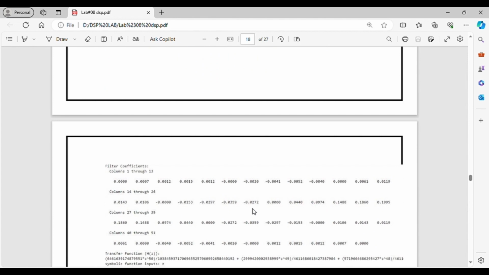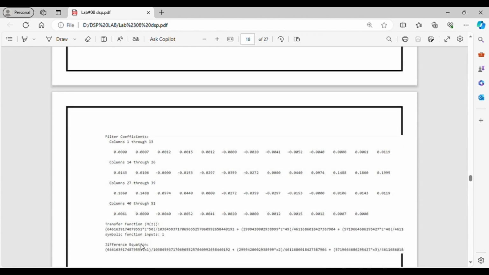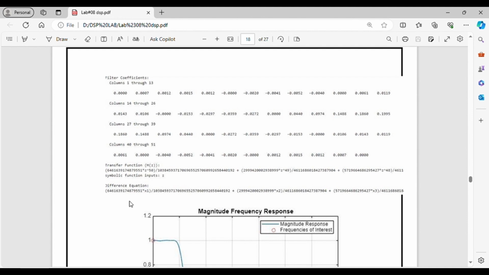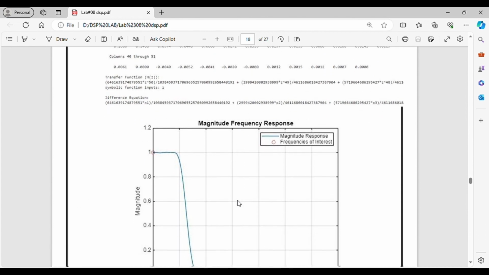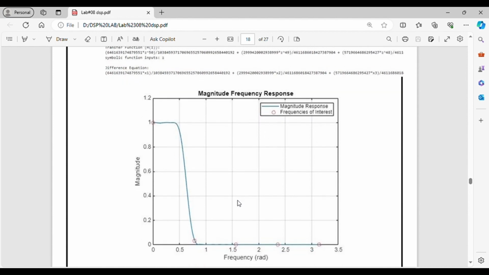The output of column 1 through column 13 is this. The output of column 14 through column 26, and the output of column 27 through 39. The output of column 40 through 51 is this, and the transfer function H of z is this, and the difference equation is given. The magnitude frequency response of the above code is this.